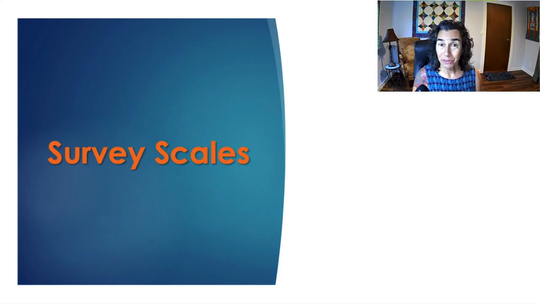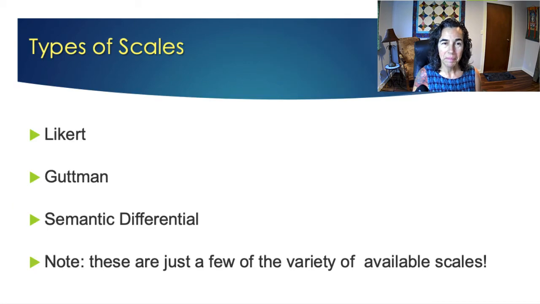So let's look at survey scales. Now, there are many different kinds of scales, and these are just a few of them that we're going to go over. Likert, Guttman, and Semantic Differential. So don't think that there's only these three, but this is a representation of some of them. And it bears noting at this point that there's a lot more information about scales and measurement in your presenter notes. So do download the slide deck and get that information.